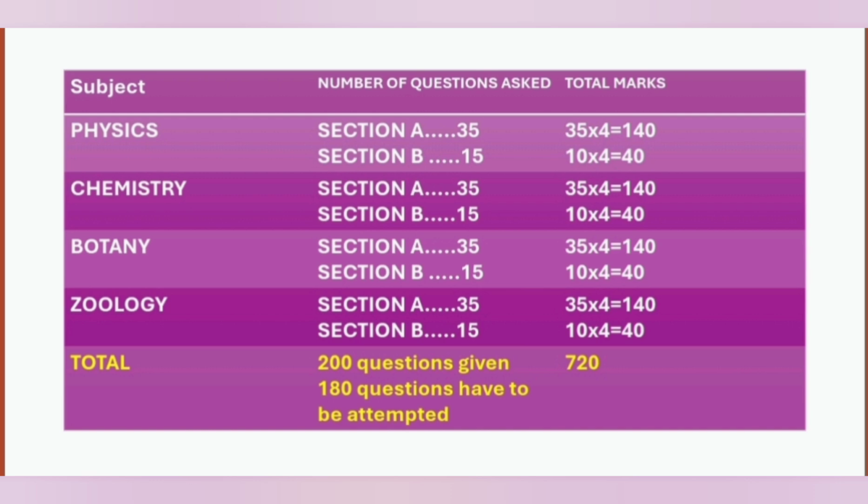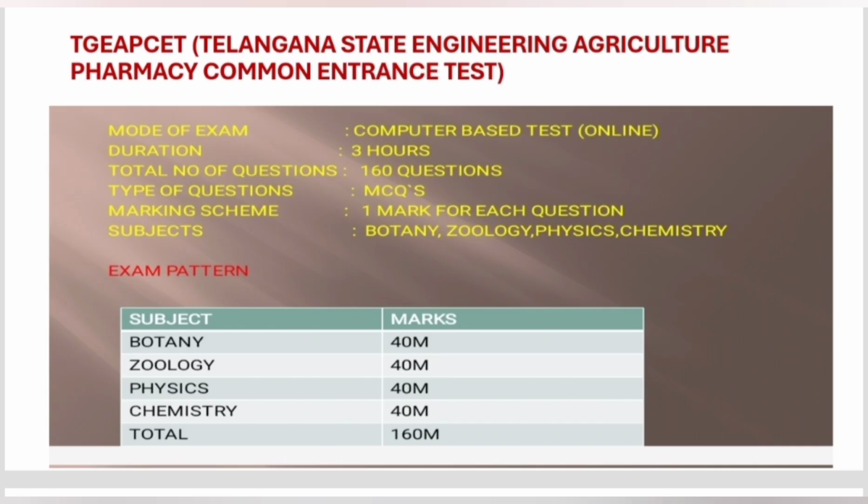So each question carry 4 marks. So 35 into 4, 140 marks. And from section B, 10 questions should be answered. 10 into 4, 40. So in such a way, 200 questions will be asked, out of which 180 questions should be answered, and total marks are 720. Hope you understood Neet pattern.